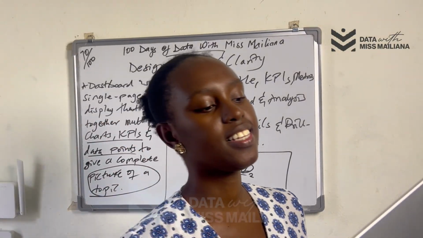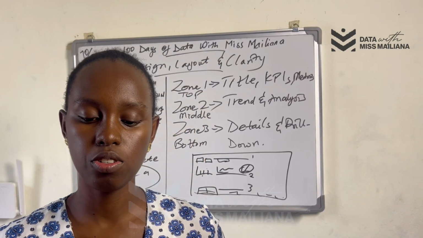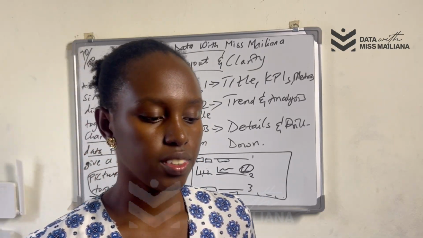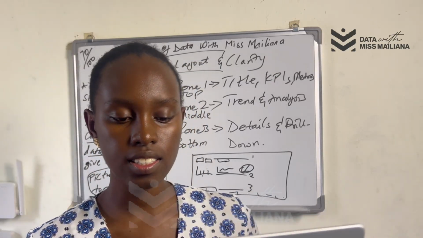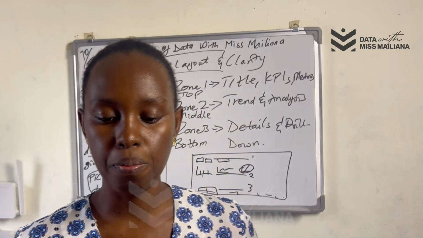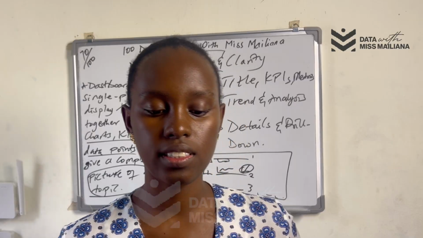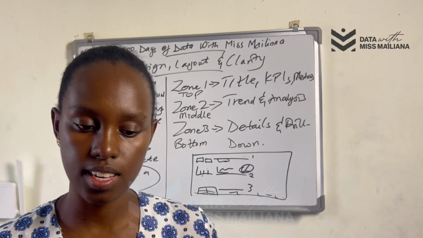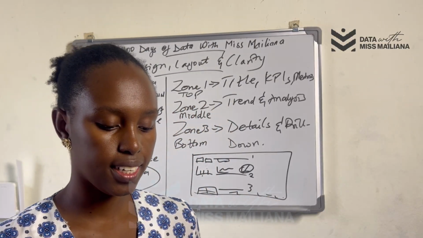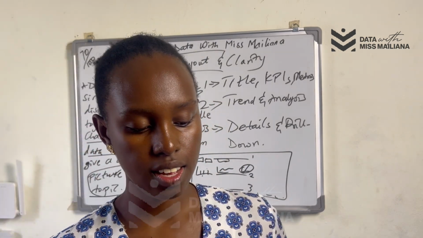First example: an analyst builds a sales dashboard with 5 KPI cards at the top. We have total revenue, total orders, average order, return rate, and top product. A trend line chart in the middle, and a regional breakdown table at the bottom. Any stakeholder can answer their questions within 10 seconds. What's the total revenue? They can see it. What's the total orders? They can see it. So it's easy.